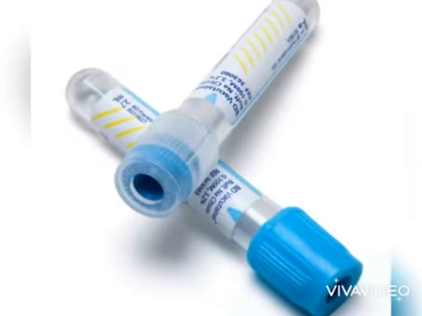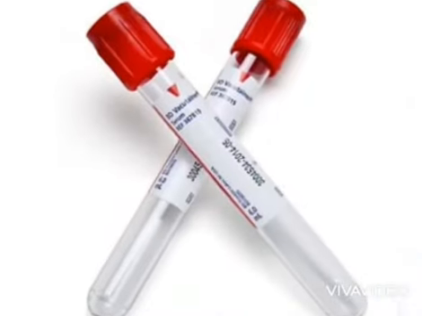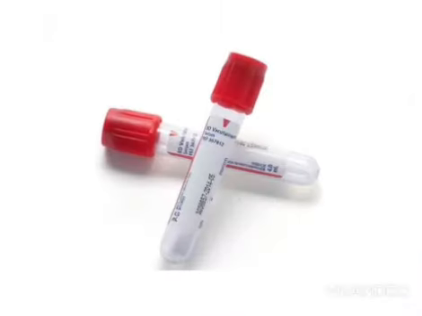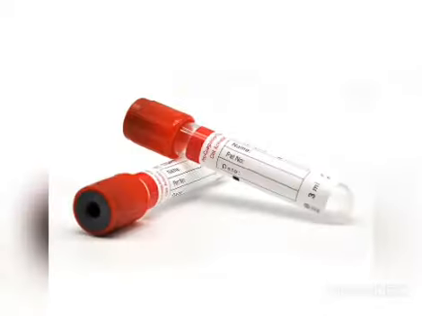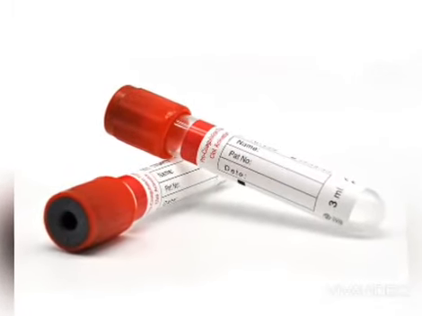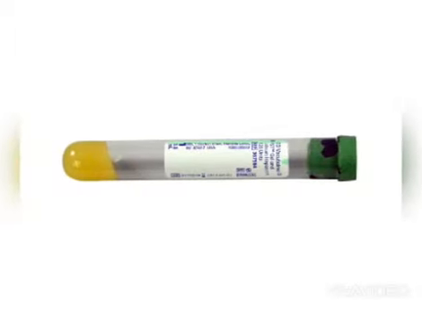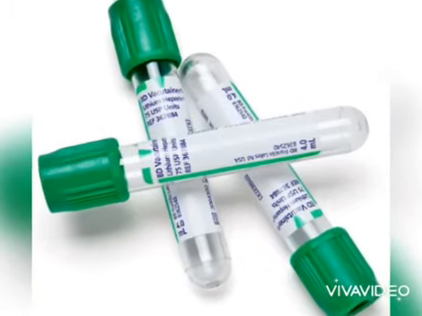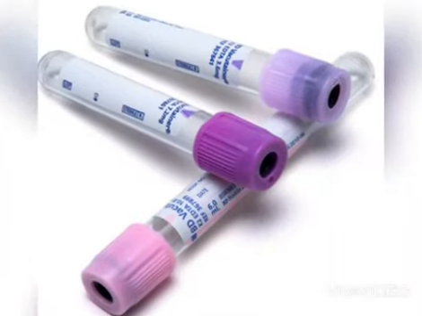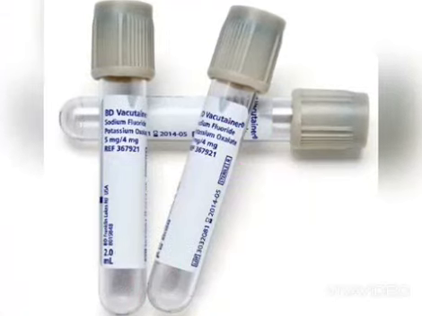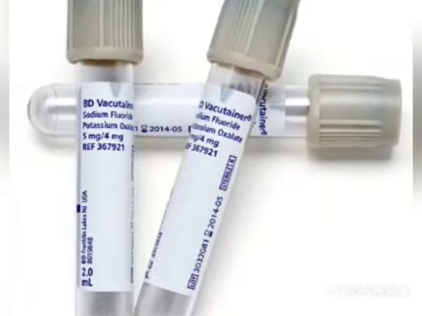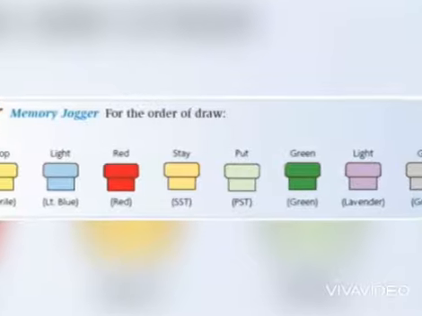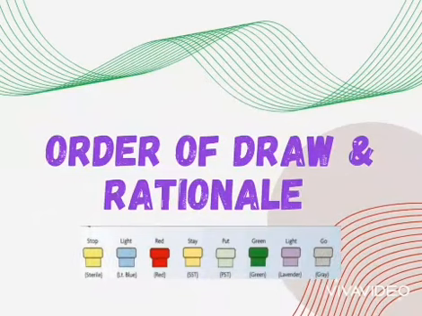Last, but definitely not least, the oxalate fluoride tubes, and these are gray. Sodium fluoride and potassium oxalate affect sodium and potassium levels respectively. Filled after hematology tubes because oxalate damages cell membranes and causes abnormal RBC morphology. Oxalate interferes in enzyme reactions. So, we've concluded the order of draw for venipuncture.